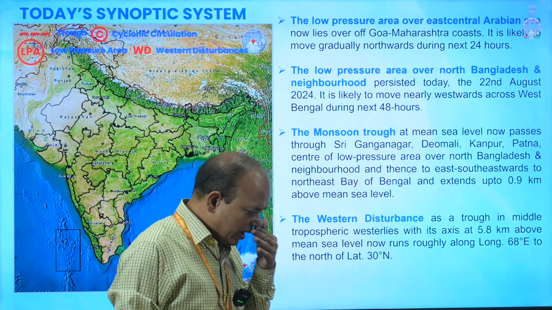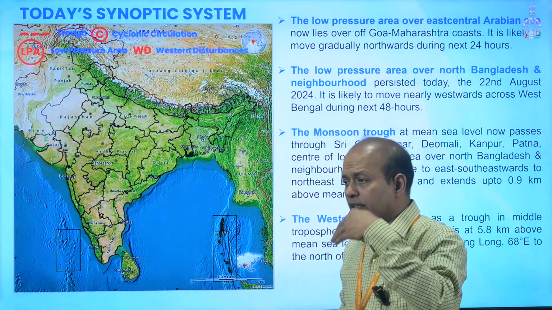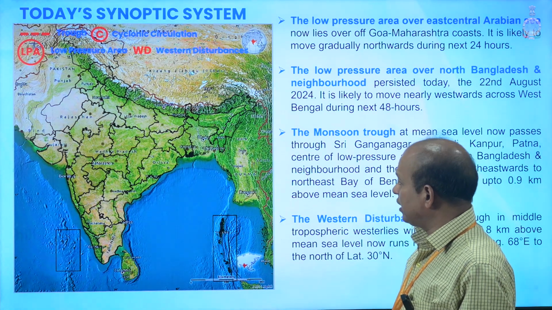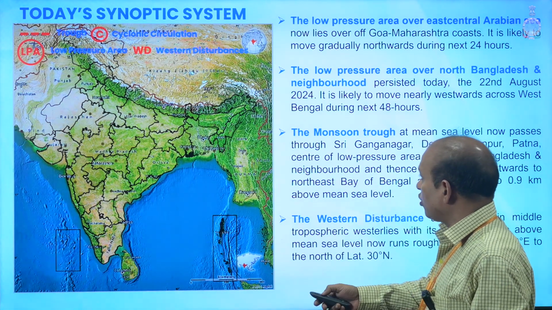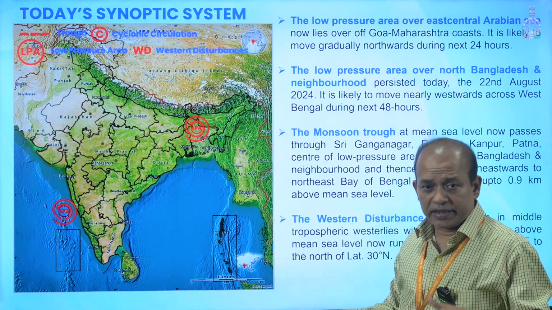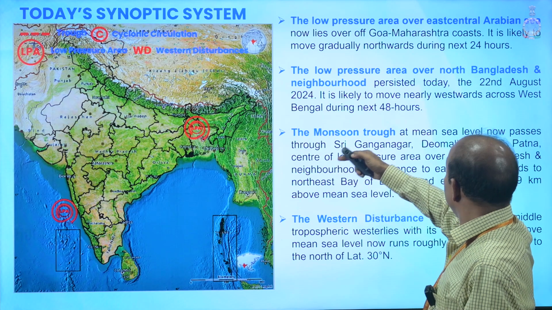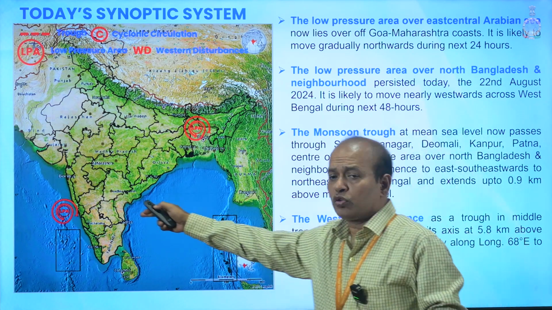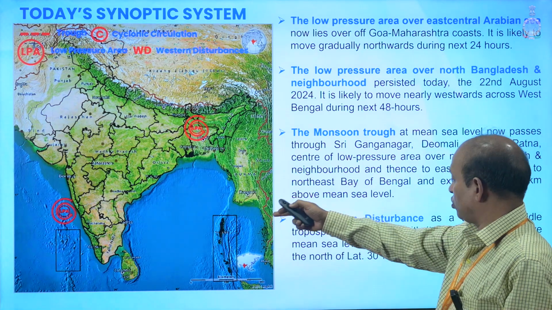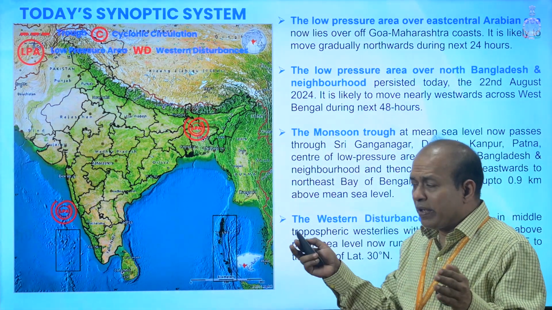Then now, today's synoptic conditions, since we are expecting what will happen for the next week or next 2 weeks. If we see today's synoptic condition, there is a low pressure area over northern Bangladesh and neighborhood that exists today, and that will also move slightly northwestward gradually. A low pressure area has also formed today over the Goa Maharashtra coast, and that is likely to move slightly northward. These are the 2 major systems.